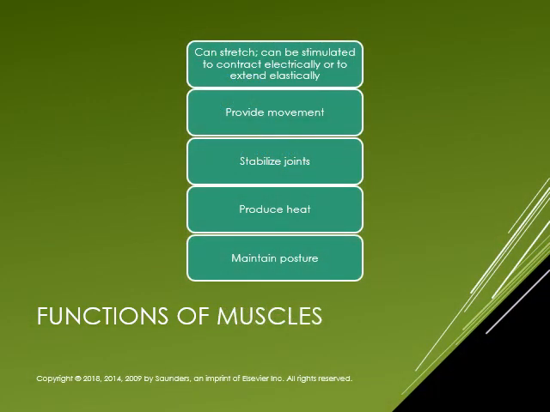What are some functions of muscles? Well, muscles can stretch. Muscles can be stimulated to contract. They provide movement, stabilize joints, produce heat, and also maintain posture. Good posture is important to prevent fatigue and joint deformities, provide strength, and support the position of internal organs.